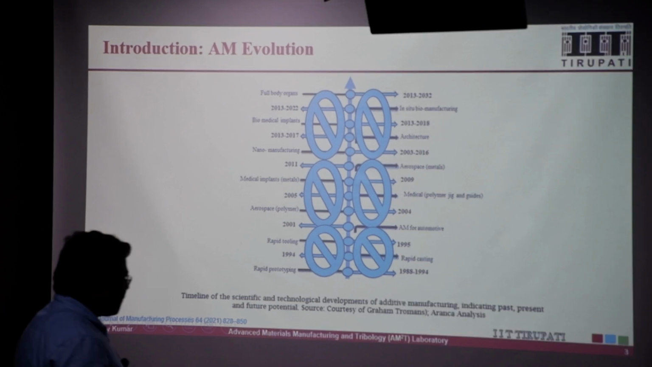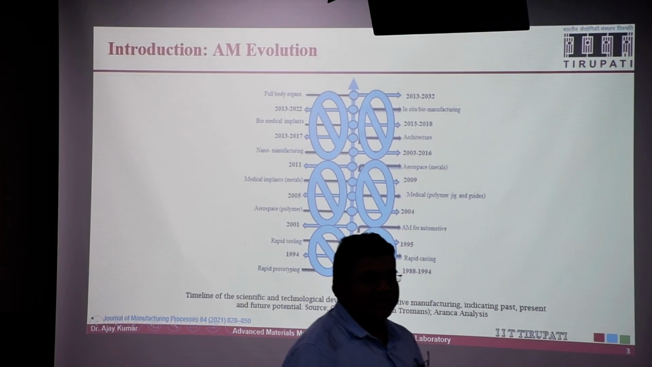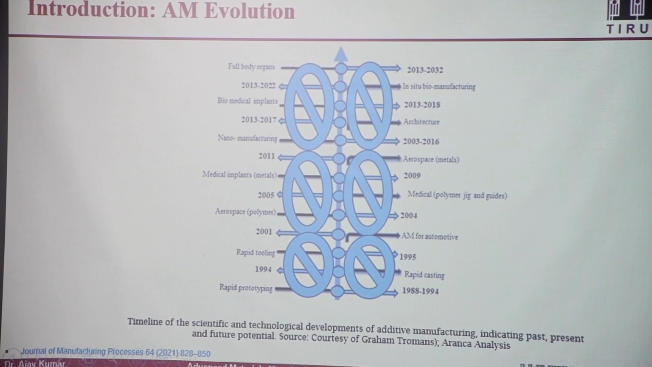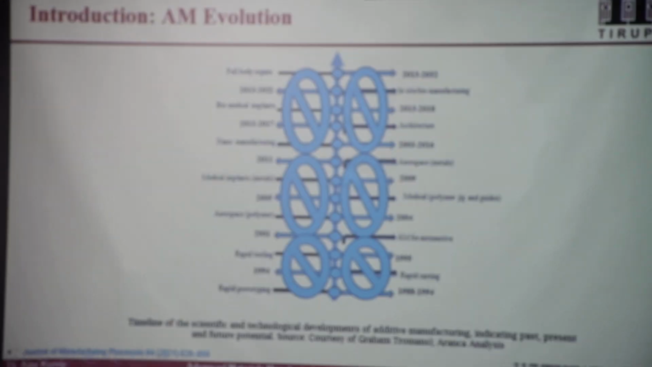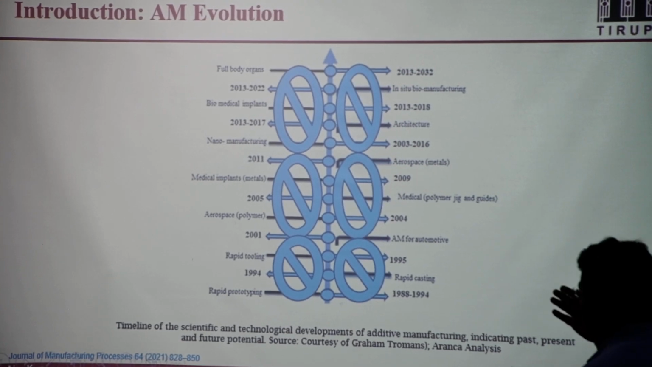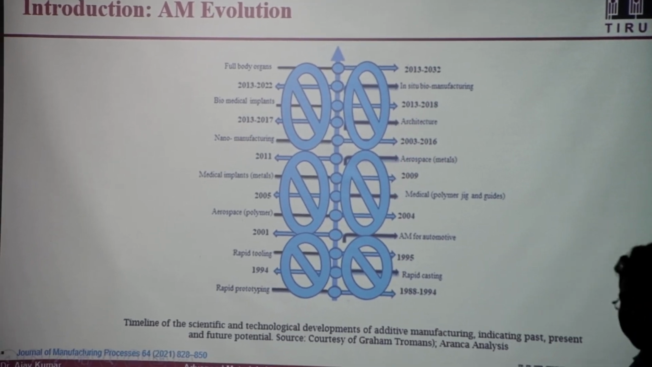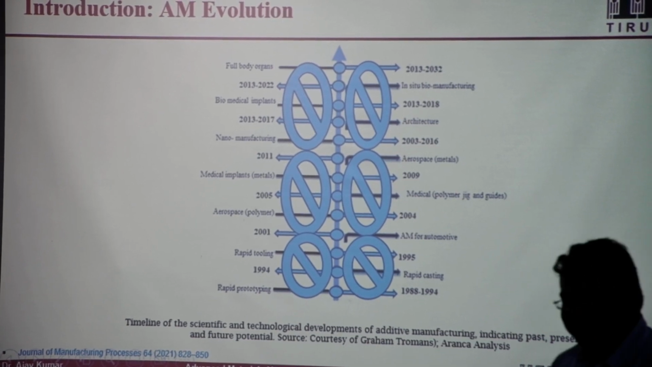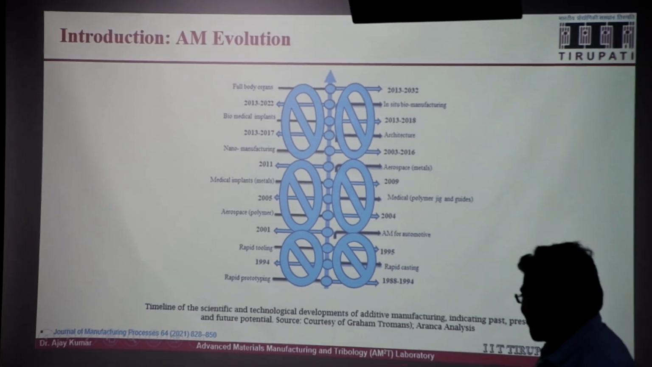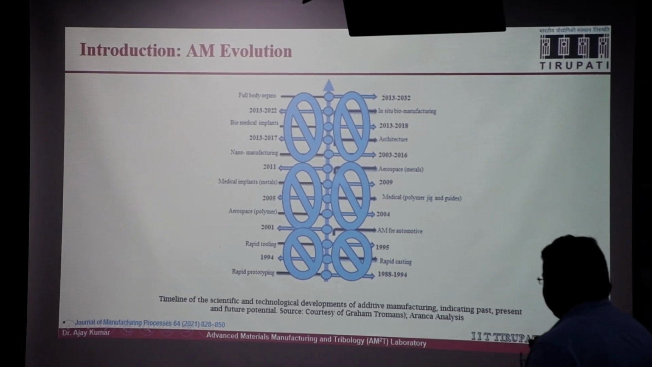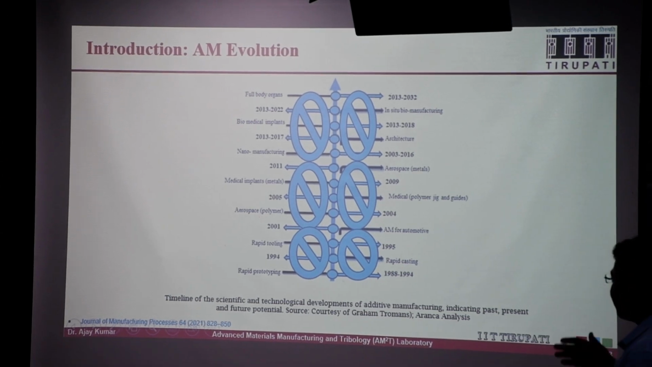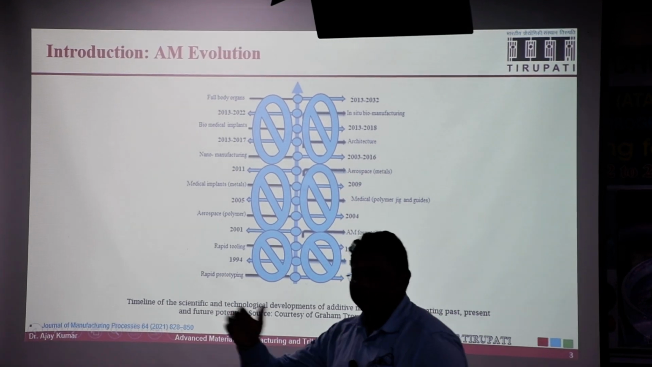Now all of you are aware of how this additive manufacturing process evolved. You can see from this slide the timeline of its evolution. It started as rapid prototyping in 1988. From 1988 it went to rapid casting, then rapid tooling, then the application of AM for different applications.